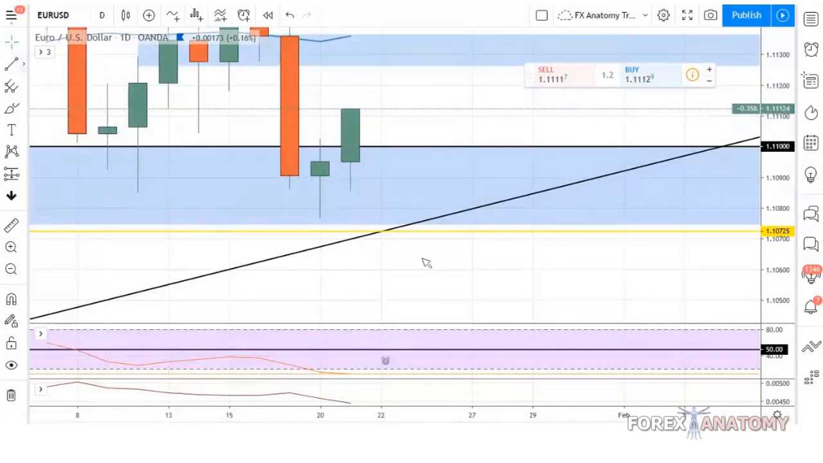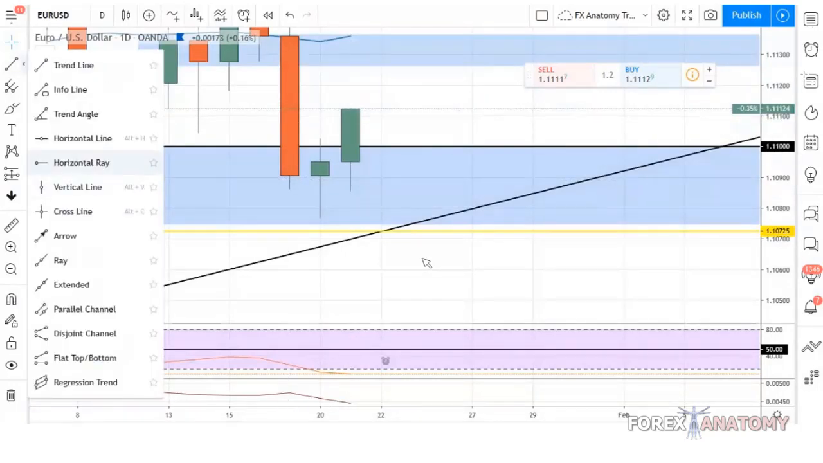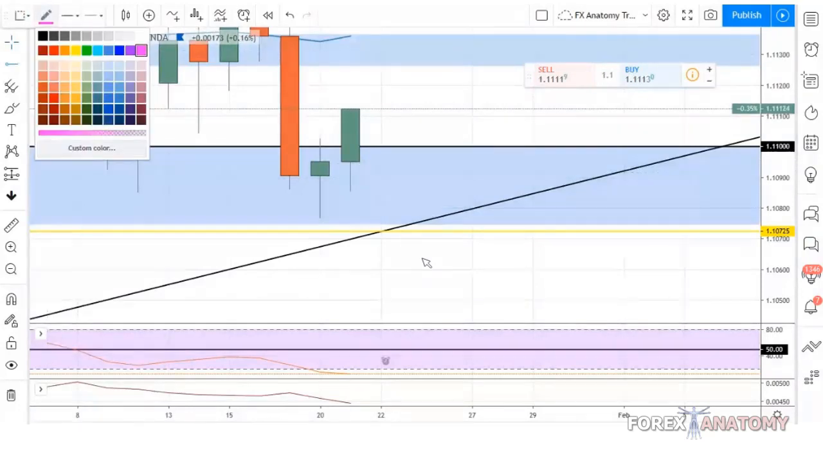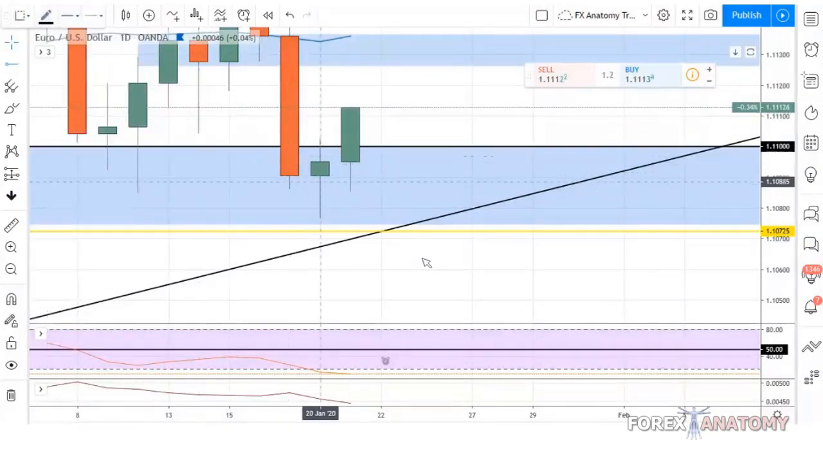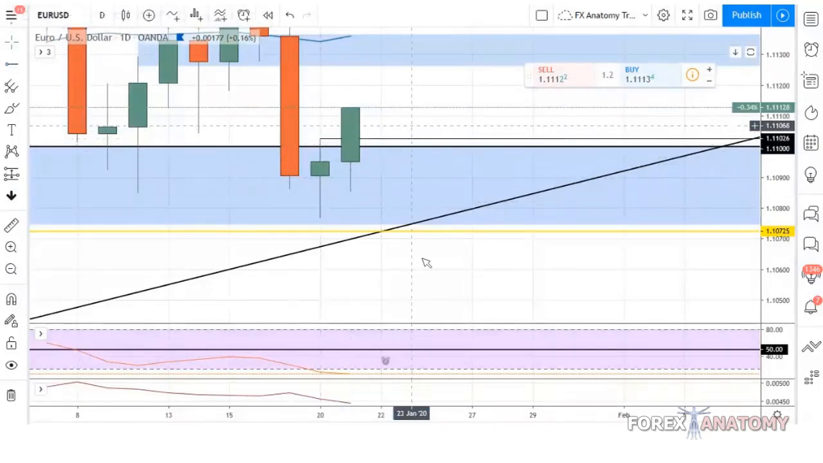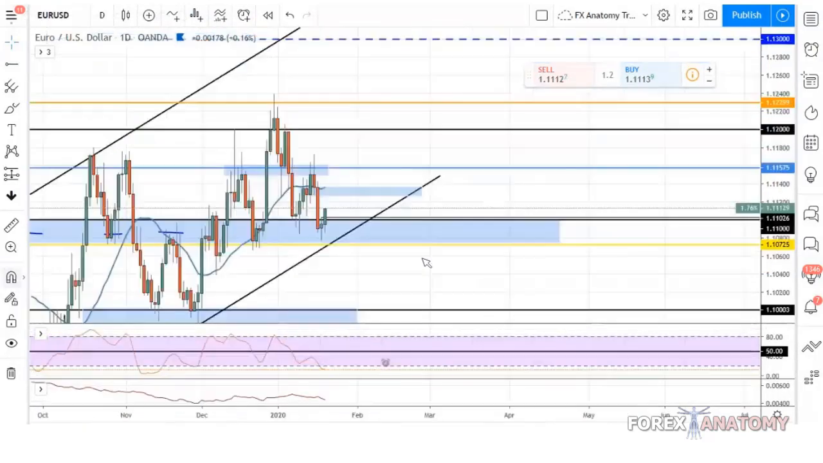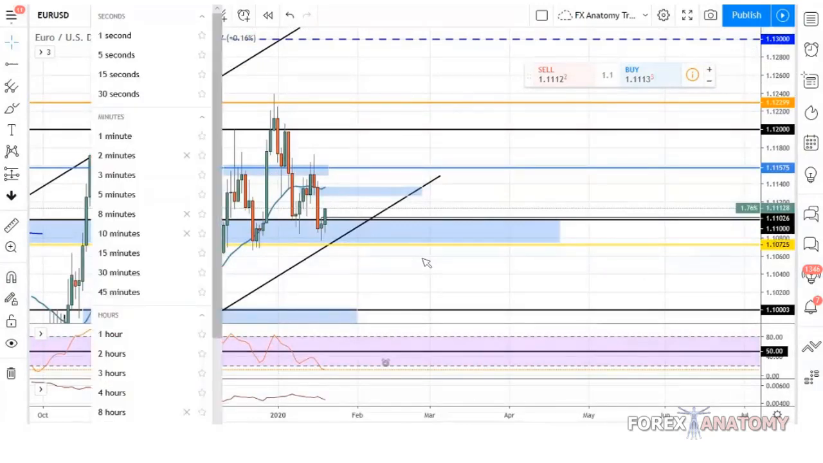But what I'm going to do is draw a horizontal ray right at the high of yesterday's candle. So let's do that now. We're going to draw in a horizontal line right here. Okay. So with that said, what we're going to do right now is zoom out, and we're going to drop down to a smaller time frame. So then I'm going to go down to the 4-hour for now.